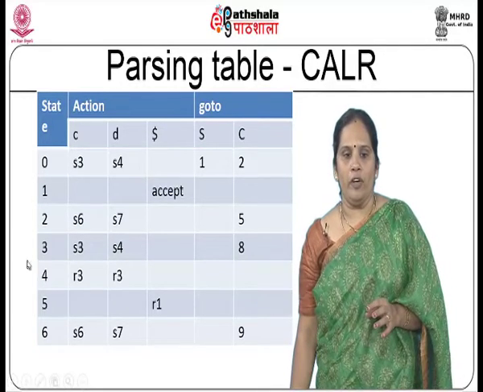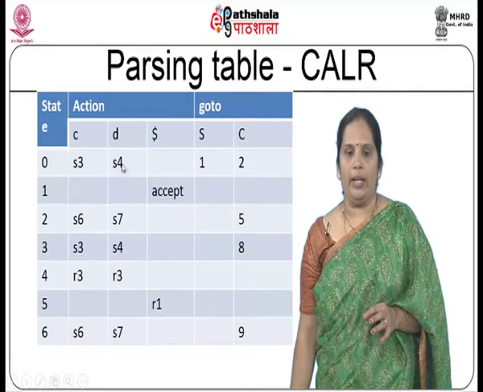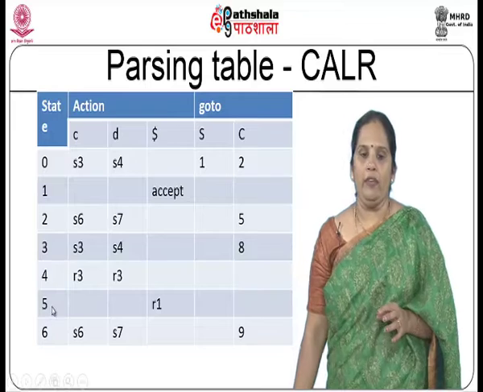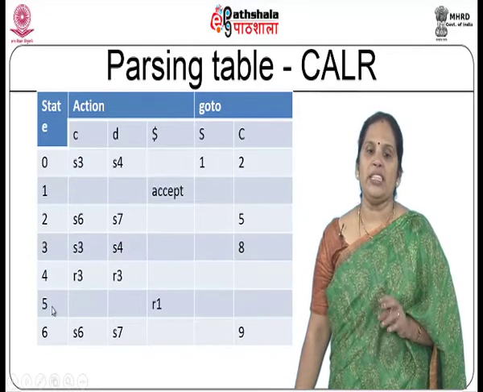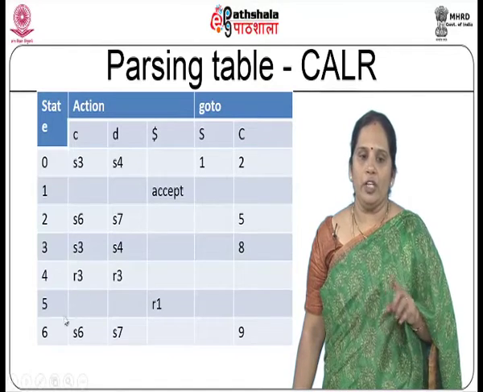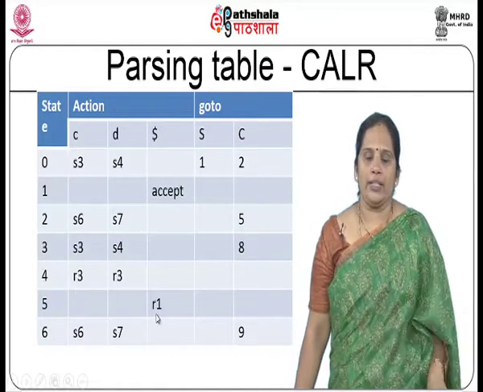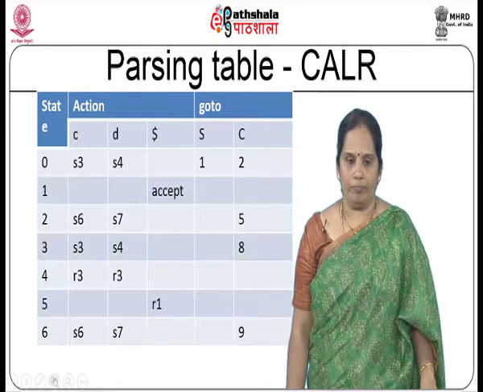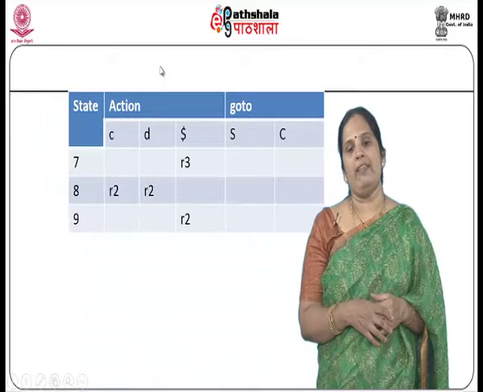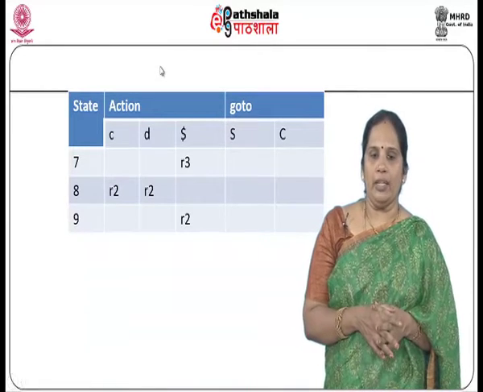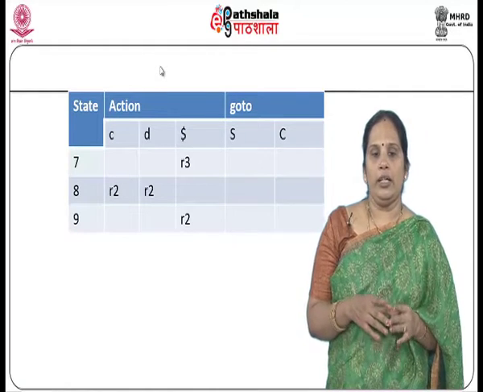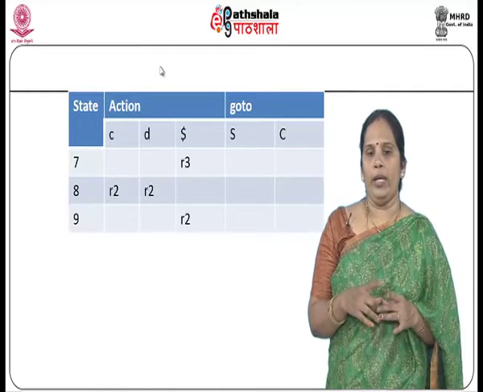So at the intersection of 4 comma C and 4 comma D, I add the reduce action as R3. Similarly, at I5, you had S produces CC dot, with lookahead dollar. So at the intersection of 5 and dollar, you add the reduction R1. And similarly, with respect to state 7, at the intersection of 7 comma dollar, you had the production C produces D dot, with look ahead being a dollar.